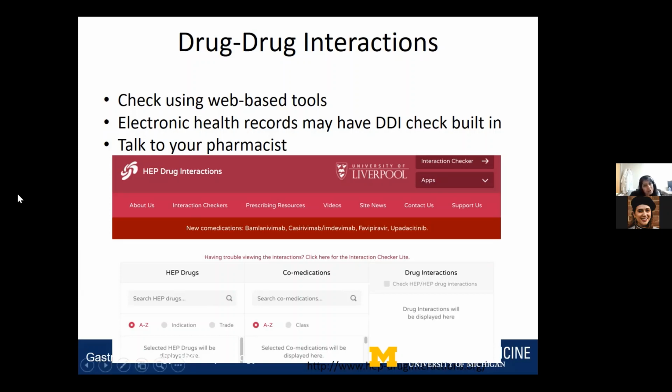The other thing to be aware of is that a lot of times the electronic health records that you're working in have a drug-drug check system built in. And this is another way, if you prescribe the treatments through your electronic health record, you might be able to check for drug-drug interactions in this way as well.